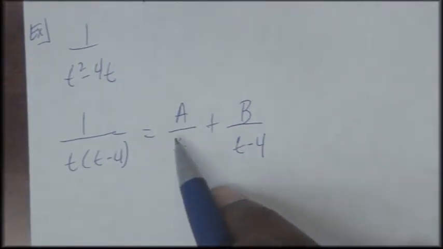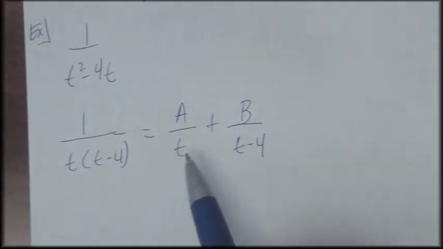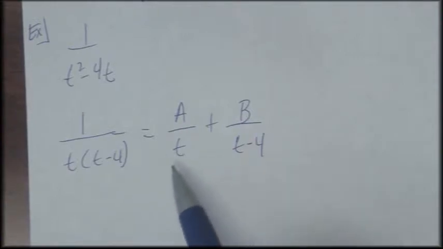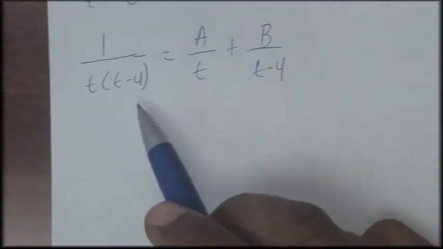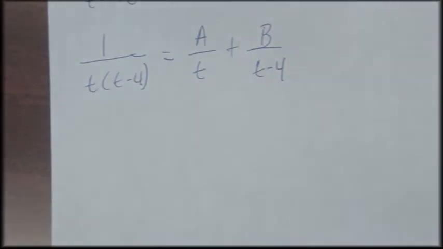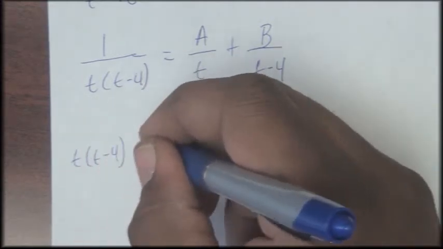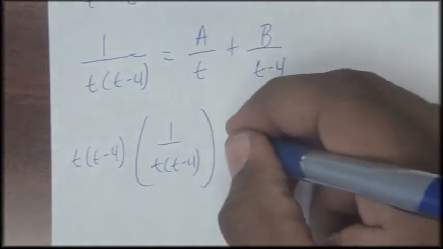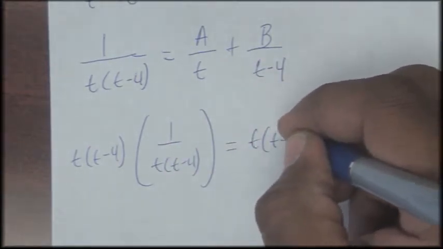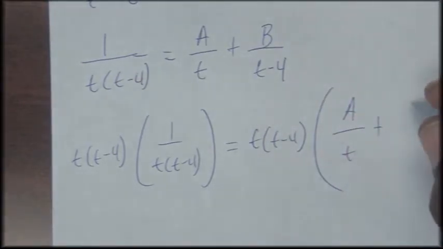The next thing I'll do is I'll try to find the constants A and B. So the first step is we'll multiply both sides by the common denominator, which is t times the quantity t minus 4. So I'll simply multiply the left hand side by the least common denominator, and I'll also multiply the right hand side of the equation by the least common denominator t times the quantity t minus 4.